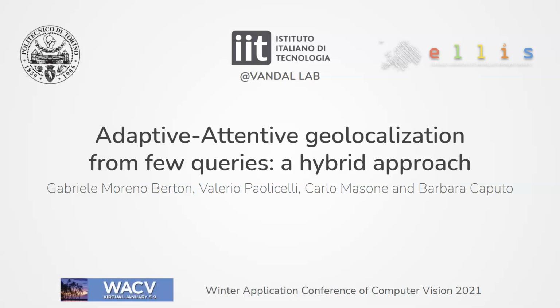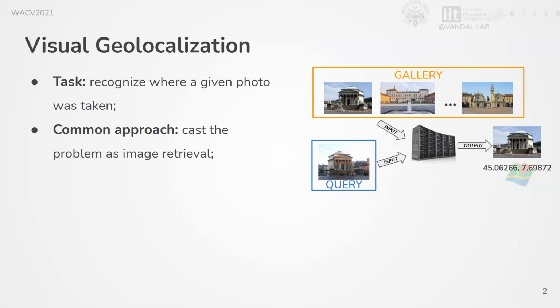Hi, I'm Gabriele Moreno Berton, and I'm going to present our work on adaptive attentive geolocalization from few queries, a hybrid approach. In visual geolocalization, the task is to recognize where a given photo was taken.